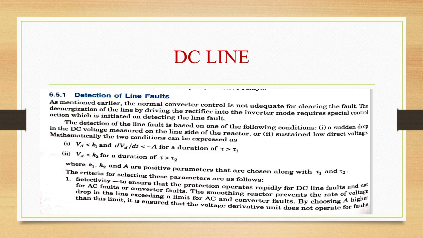First one is selectivity, to ensure that the protection operates rapidly for DC line faults and not for AC faults or converter faults. The smoothing reactor will prevent the rate of voltage drop in the line exceeding a limit for AC and converter faults. By choosing A higher than this limit, it is ensured that the voltage derivative unit does not operate for faults other than DC line faults. Selectivity is desirable as the dead time required for deionization of the arc path in the case of DC line faults is unnecessary in case of AC or converter faults.